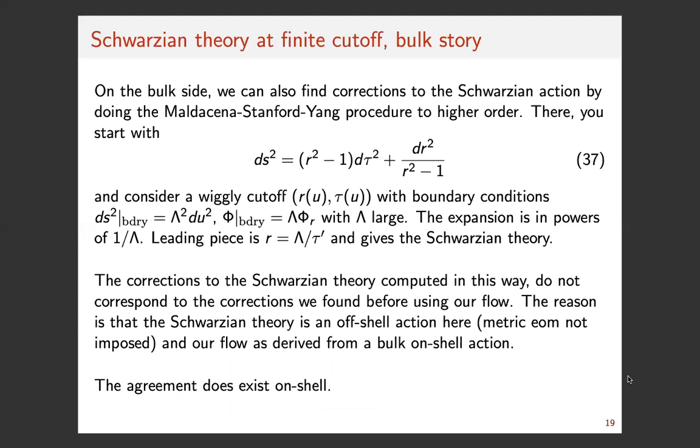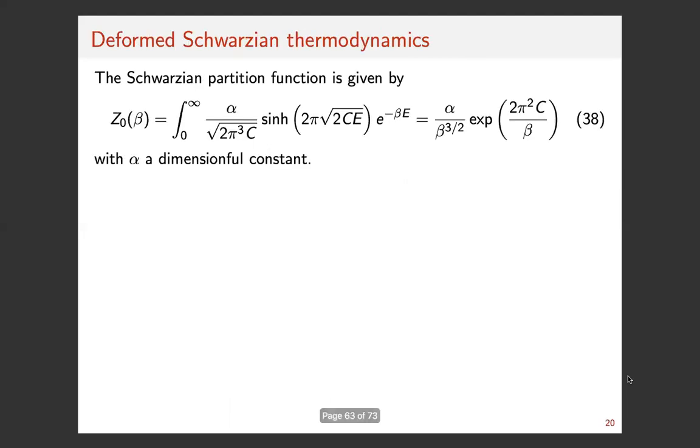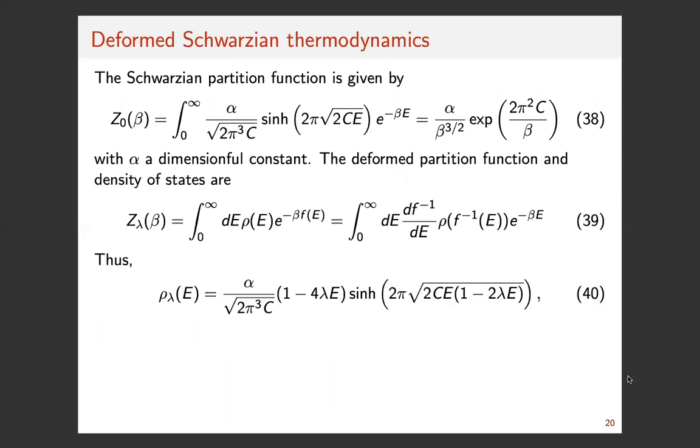For example, say I want to compute the partition function. The initial partition function takes the form 38 with a density of states, which is the sinh. In the deformed theory, I can come up with an expression for the deformed density of states, which you do just by relabeling your variables in a clever way. And you'll get a density of states for the deformation that we've been considering that looks like equation 40.